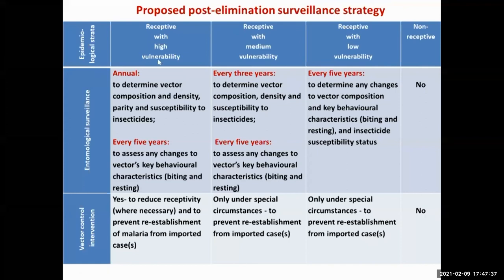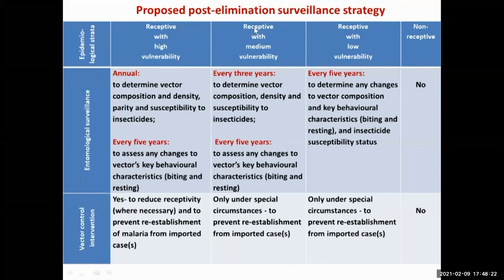which is stratification of the areas in terms of receptivity and vulnerability. Where we have receptive areas plus high vulnerability, we undertake annual entomological surveillance to determine vector composition and density, parity, and susceptibility to insecticides. Of course, every 5 years we check if there are any changes in the behavioral characteristics of the vectors.